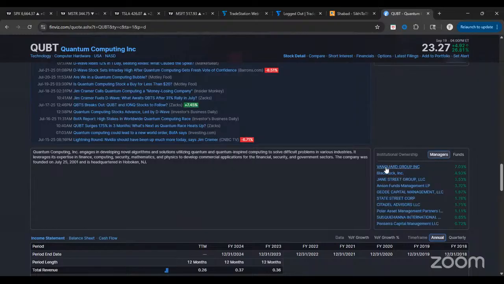So you see, Vanguard is one of the largest ETF companies, and they hold 7% in their funds, and not only Vanguard, but there are a lot of other institutions that own this stock. BlackRock owns it, Jane Street. So these are all institutions. This is actually good. You want to see institutions buying shares. It even tells you what they do.